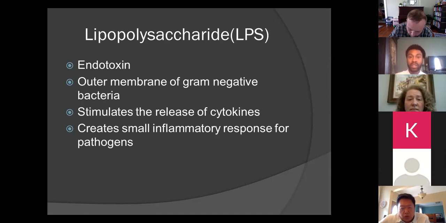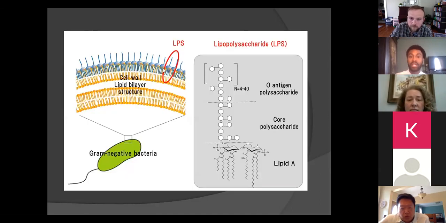Now, showing you what LPS is. LPS is here. You can see the circle here. You can see how LPS is on the outside of this gram-negative bacteria. Like I said earlier, it's on the outer membrane of the gram-negative bacteria. You can see it goes all the way along here.